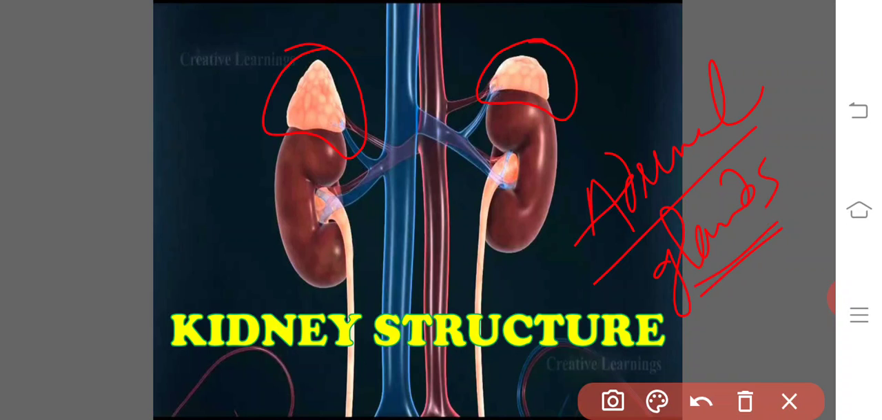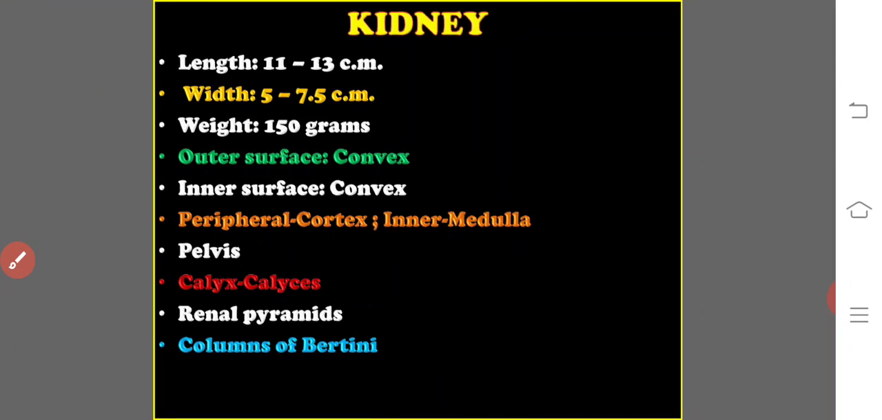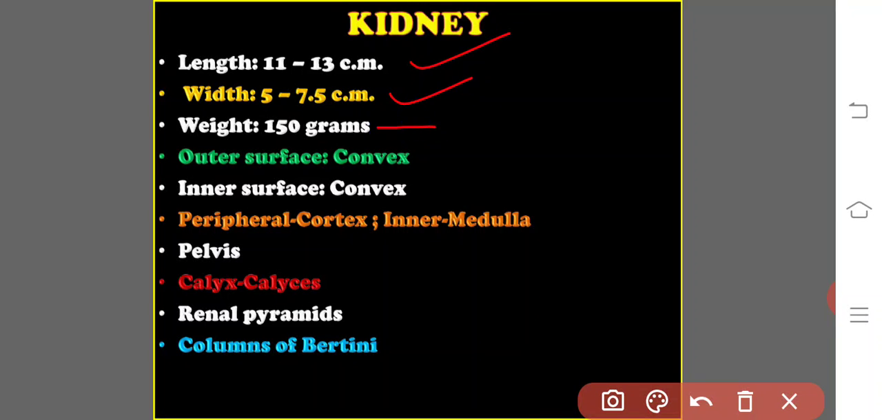This is all about the exterior structure or morphology of the kidneys. If you come to the interior structure, the internal anatomy, morphologically the length of the kidney of human beings is almost 11 to 13 centimeters, the width is 5 to 7.5 centimeters, and the weight is about 150 to 250 grams. It is not at all fixed.